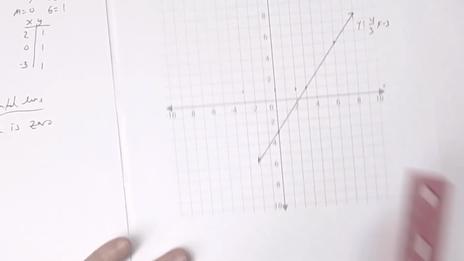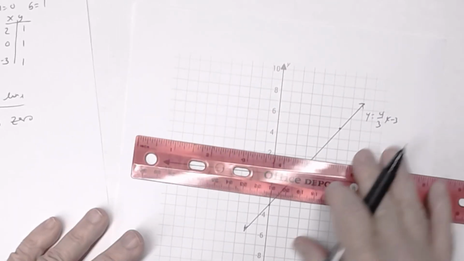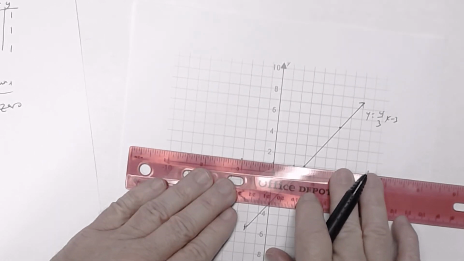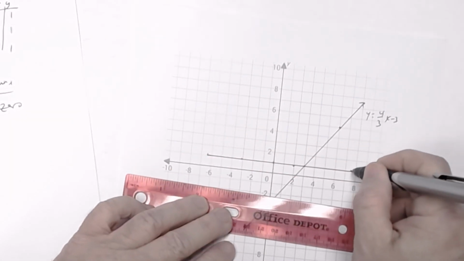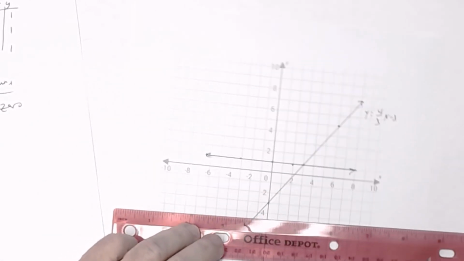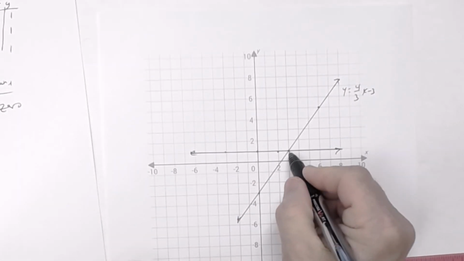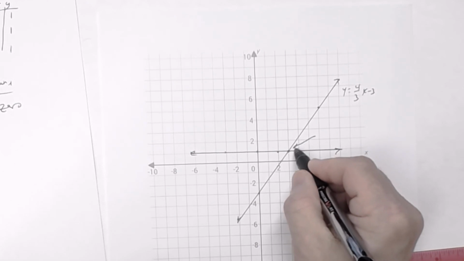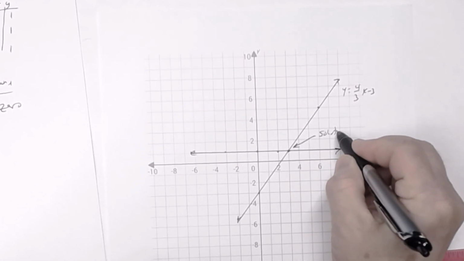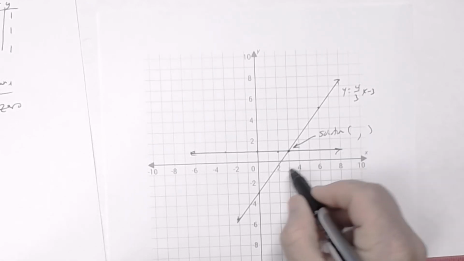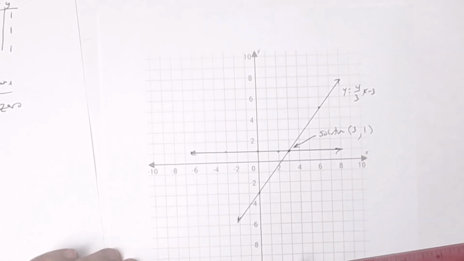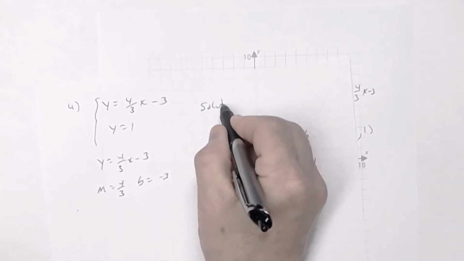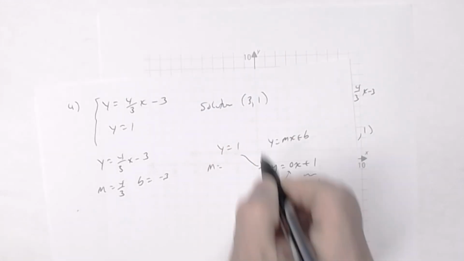All right, and so when I graph this then, I notice that those two lines intersect at this point. That point right here is a solution, and the solution happens to have coordinates 3, 1. And so there's your solution. So the solution here is going to be 3, 1.